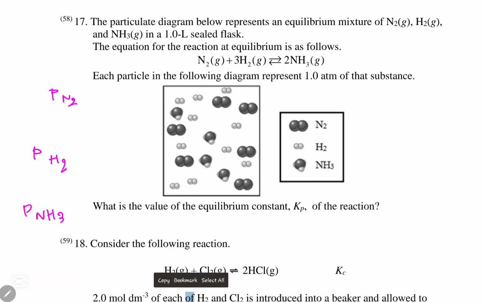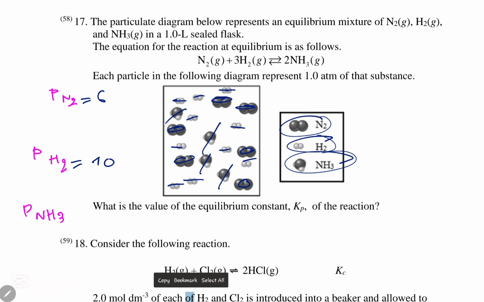So N2, it's this one. So let's count how many we have. We have 1, 2, 3, 4, 5, and 6. So we have 6 N2. H2, it's this one. So we have 1, 2, 3, 4, 5, 6, 7, 8, 9, 10. So we have 10 H2. And then the NH3, we have 1, 2, 3, 4, so it's 4.